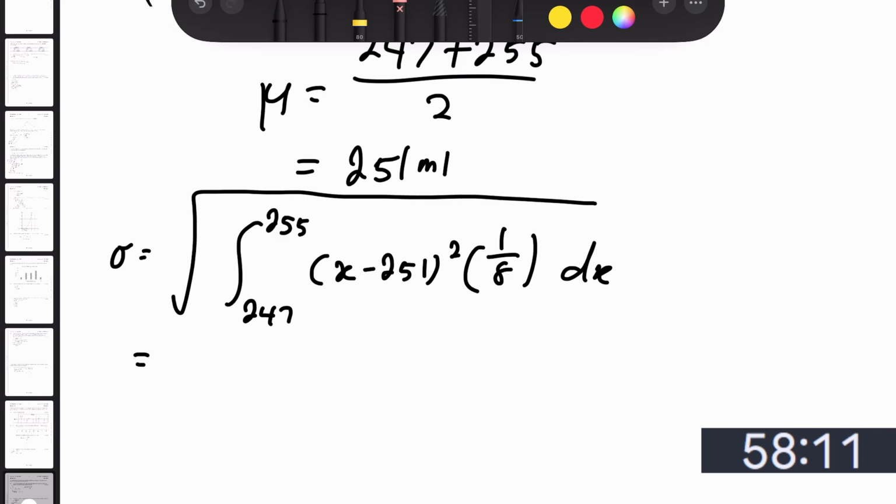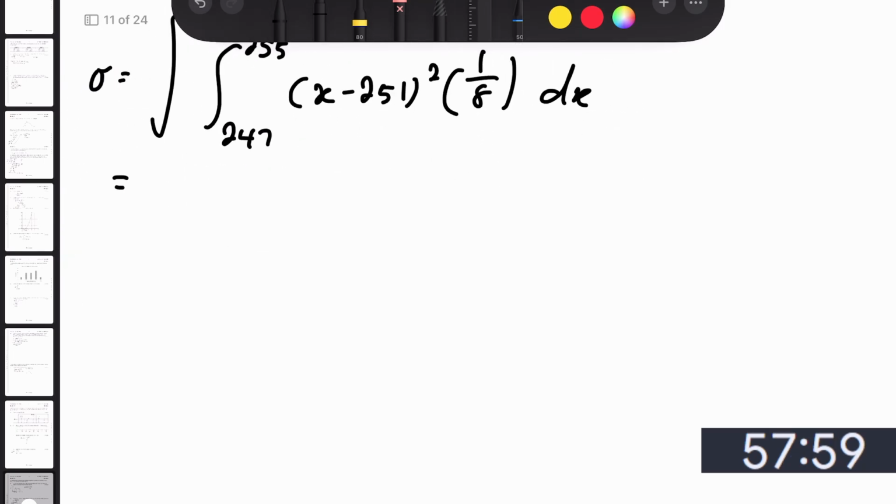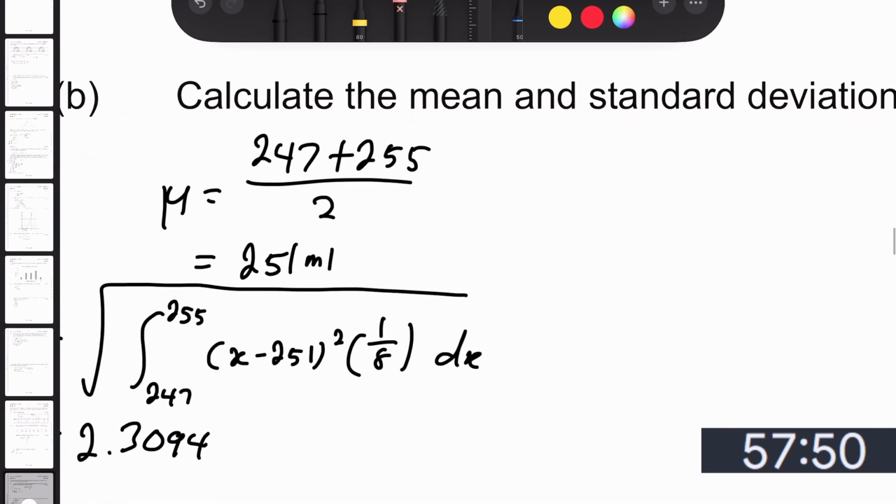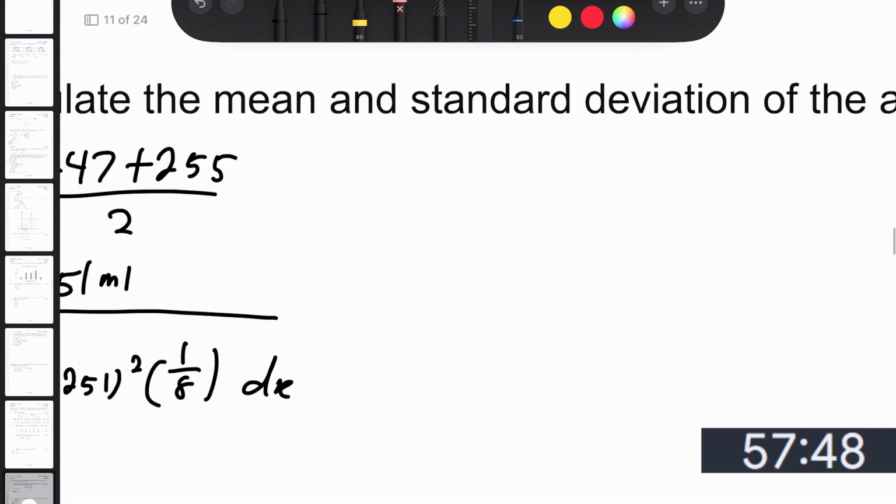And this will equal, time to put this in. 247 and 255, x minus 251 squared times 1 divided by 8 dx. My standard deviation is 2.3094. Let me make sure that the mean will work as well.